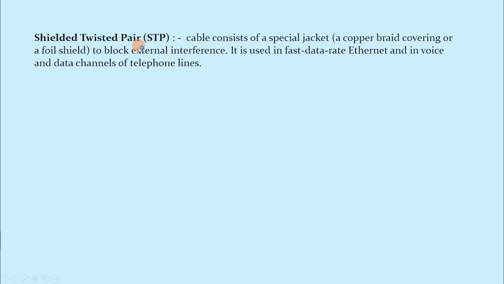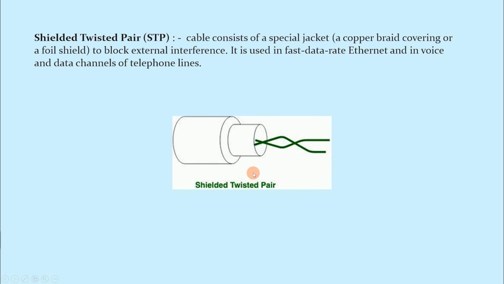Now shielded twisted pair. The cable consists of a special jacket, a copper braid covering or a foil shield to block external interference. It is used in fast data rate Ethernet and in voice and data channels of telephone lines. Here is shielded twisted pair.